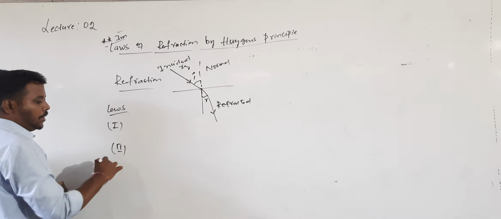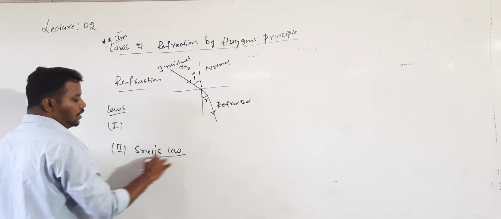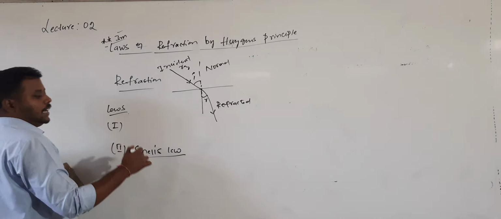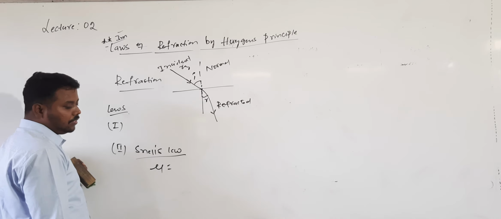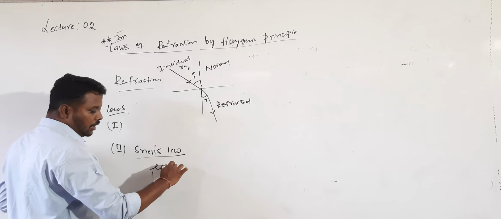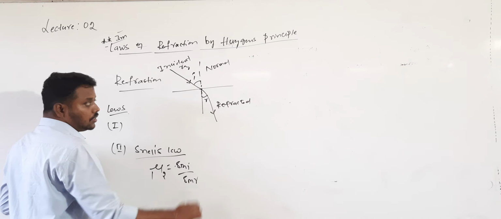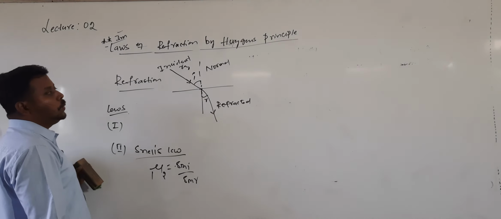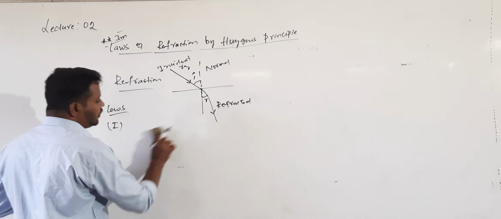Now the second law, given by Snell's law. Just once again I am recalling: what is Snell's law? Whenever light travels from an optically rarer medium to a denser medium, the refractive index mu 2 to 1 is given by sin i by sin r. These are the two laws we want to prove by using the Huygens principle.